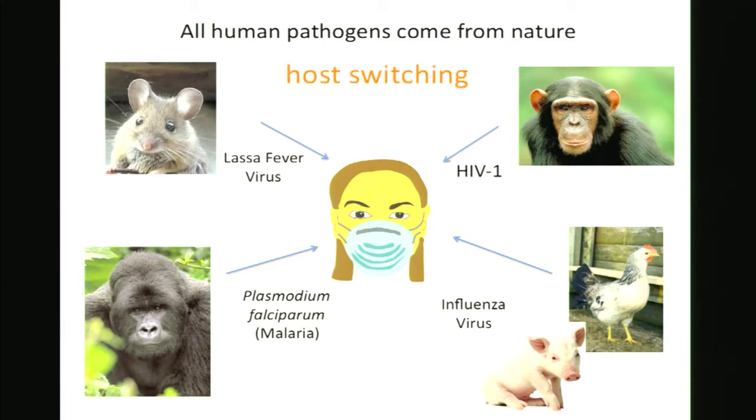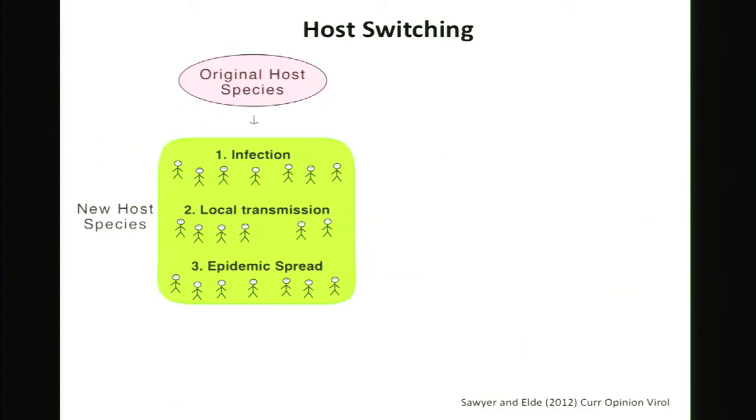So when pathogens switch from one host to another host, this is a process called host switching. And when the new host is humans, we give this a special name, which is zoonosis. So this slide represents our current understanding for how host switching occurs. New diseases arise when a virus of one species infiltrates a second host species, shown here in green. And what typically happens is that you'll have infection, and this may lead to a small local transmission chain, and sometimes this could result in epidemic spread.